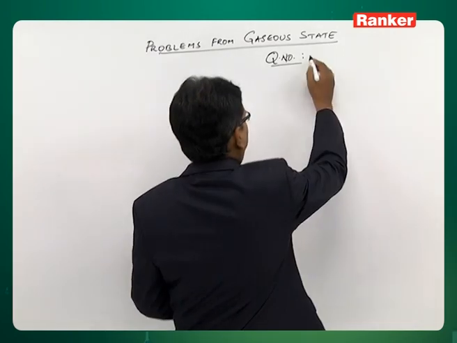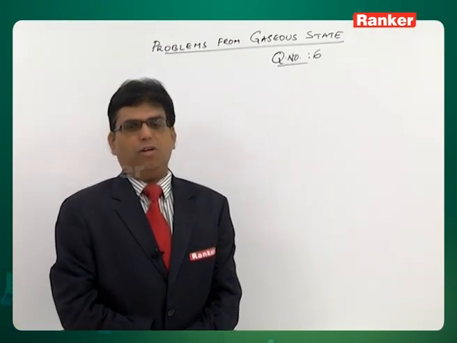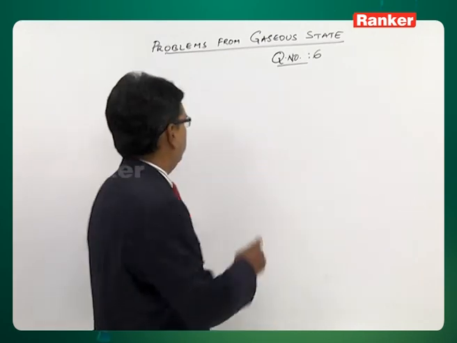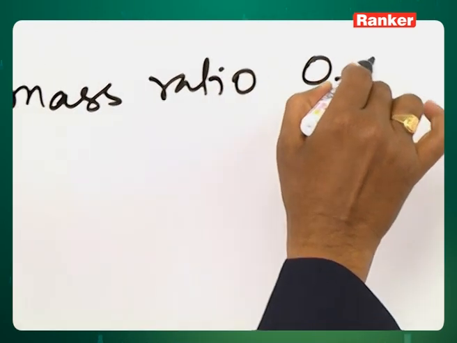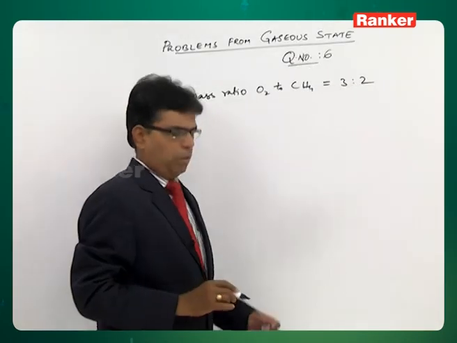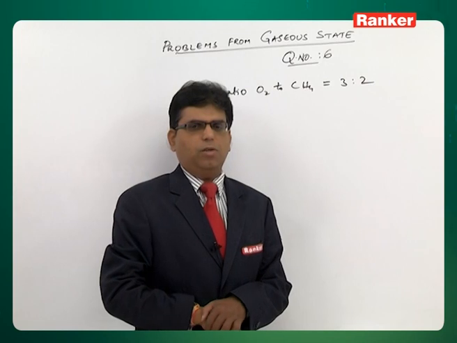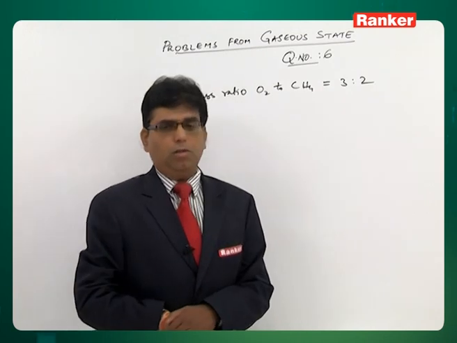Now, let us go to question number 6. In question number 6, what is given is: calculate the relative rates of effusion of oxygen to methane through a container containing oxygen and methane in the mass ratio of 3:2. Here the mass ratio of oxygen to methane is 3:2. That means if you consider 5 grams of the mixture, then in that 3 grams is oxygen and 2 grams is methane.